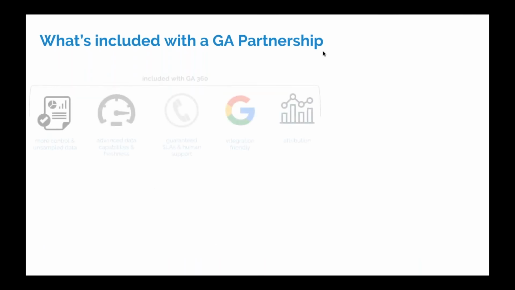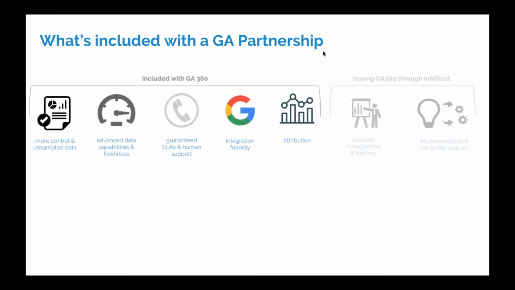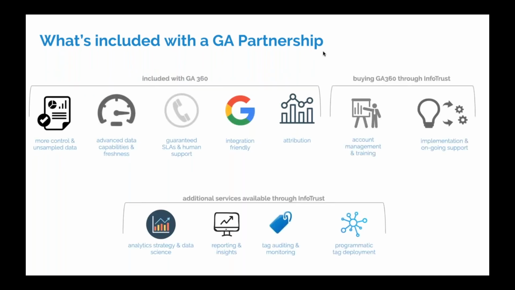So a few things as far as what's included with the partnership. We've mentioned what's included with 360: unsampled data, data freshness, an SLA, integrations. When you work with InfoTrust, you'll also get dedicated account management and support representation. You'll get ongoing implementation and support, and certainly also access to our other suites of tools and our other teams, like our data science team, engineering team, integrations team, tag management team, all of that kind of stuff. So lots of advantages of using a partner like ourselves, and the price is the exact same. It's still $150,000 a year.